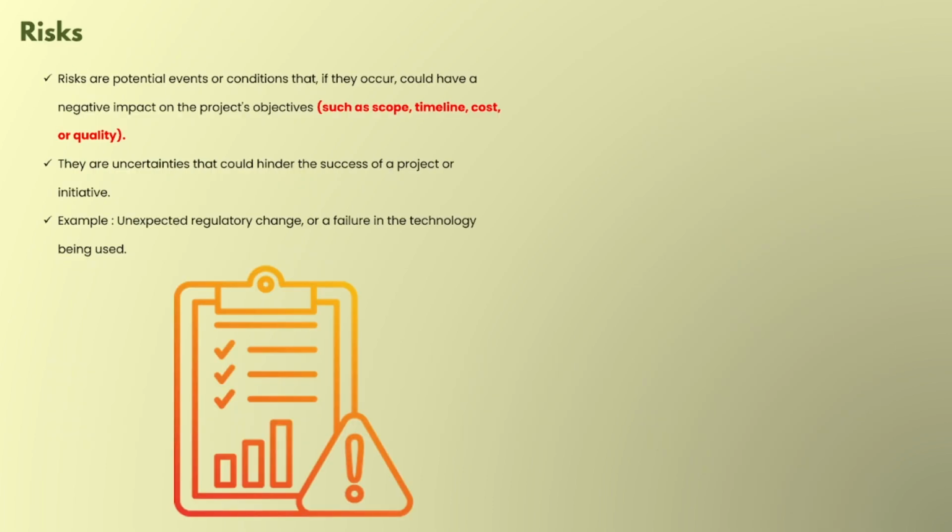Risks are potential events or conditions that, if they occur, could have a negative impact on the project objective, such as timeline, cost, or quality. So, here we are talking about anything that might happen and disturb our project goal. We can consider going over budget, missing deadlines, or not delivering what was exactly expected. So a risk is something that hasn't happened yet, but if it does, it can hurt the project. So we should be ready for such events as well.